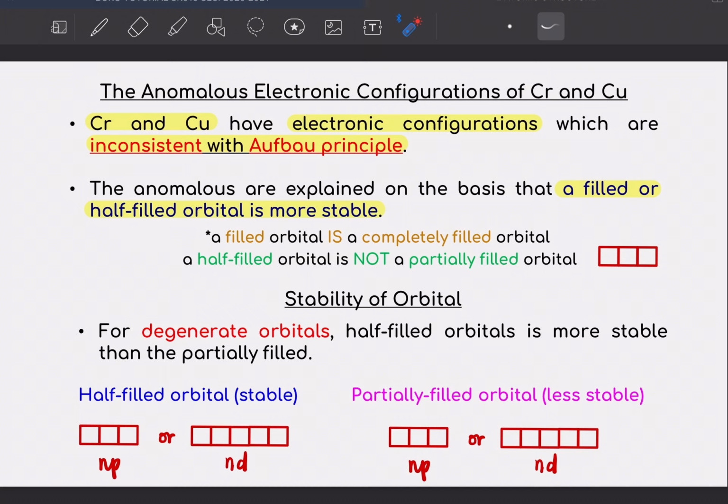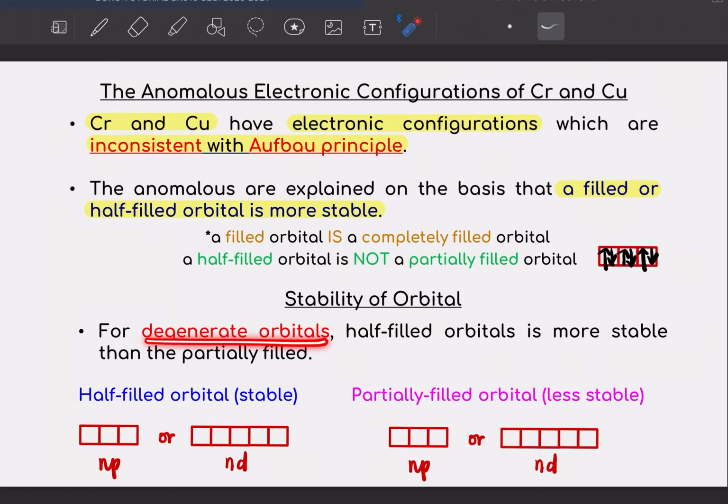So macam kalau ada kotak macam ni, a partially filled orbital looks like this. Ini adalah partially filled orbital. Bila awak letak satu lagi, this is half filled orbital. Bila awak tambah macam ni, it is partially filled. Bila awak tambah lagi satu, this is fully filled or completely filled. So, very stable lah. So let's look at the stability of orbitals.